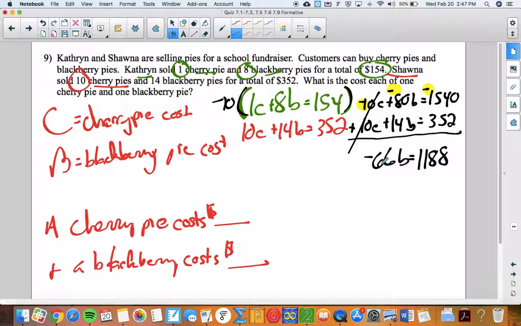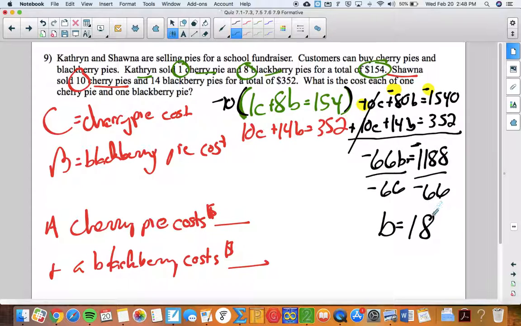Yeah, that seems right. So 66 blackberry pies would set me back $1,188. So now let's divide by -66 to figure out how much each blackberry pie is worth. Well, this one's not easy. $20 is too much, but it's $18. Here's why I think this: because 6 times 8 ends in an 8, and 20 is too much.